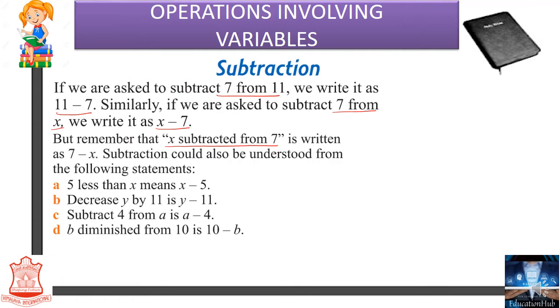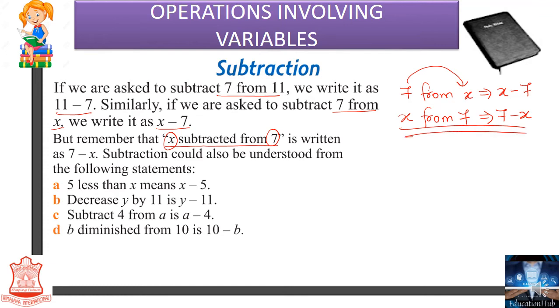Now we have to subtract x from 7. See, there is difference, right? 7 from x है, that means 7 minus करना किस में से? x में से, so we are going to write x minus 7. But if we have to subtract x from 7, that means 7 में से हमने x minus करना है, so this will be 7 minus x in this case, right? So this is how we are going to understand it.